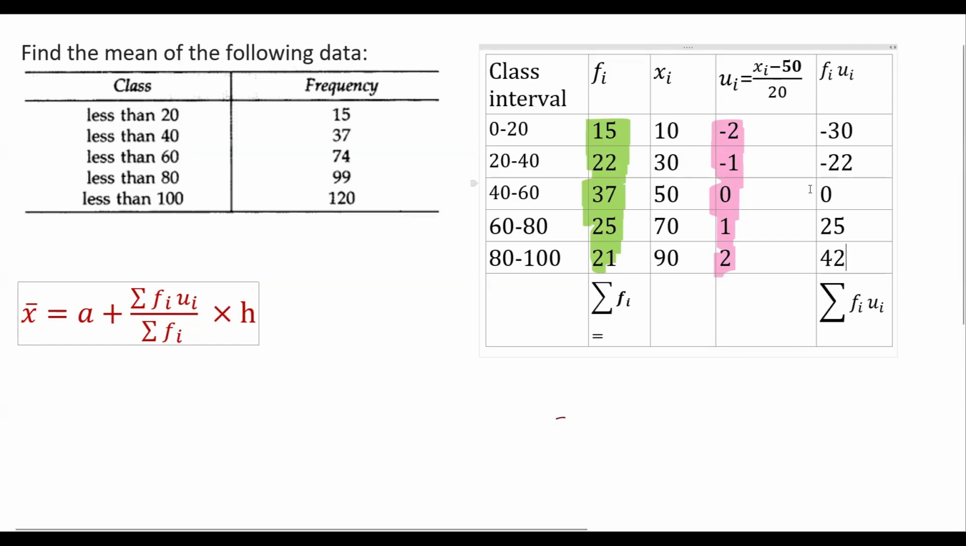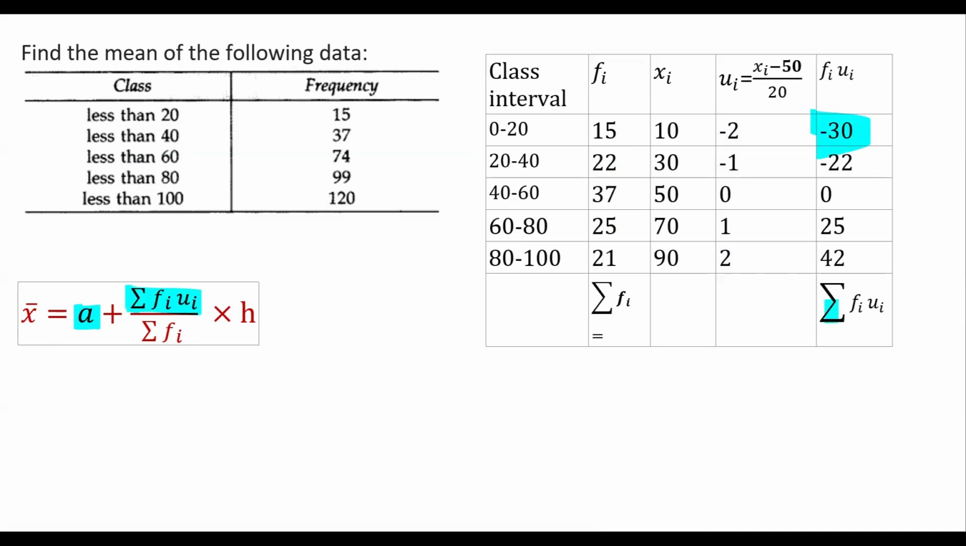Once we have got this, let's figure out the formula for the mean. As we have already discussed, we are using the assumed mean method. We know sigma fi ui will be the sum of these. Then we have to get sigma fi, which is the sum of these frequencies. So let's get the summation here.